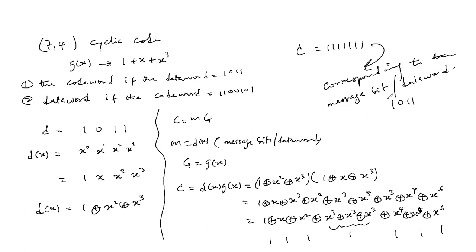Now, the second part of the question is to derive the data word if the code word is 1, 1, 0, 0, 1, 0, 1, when the generator polynomial is given as 1 plus x cubed. Okay.